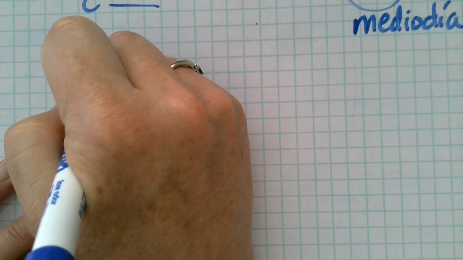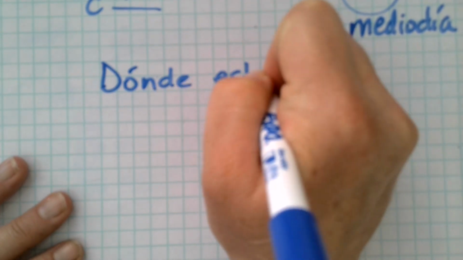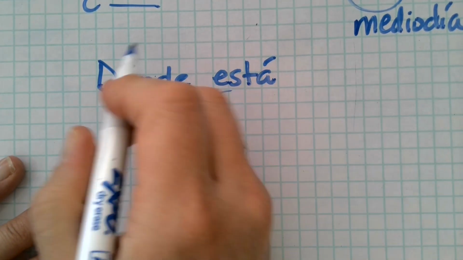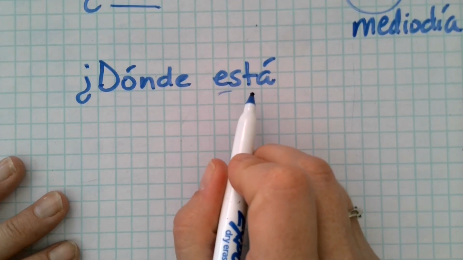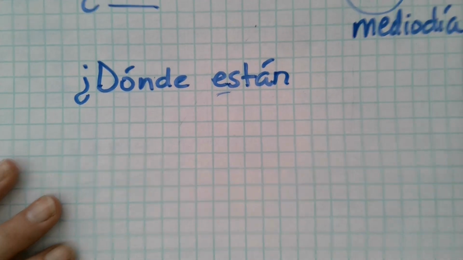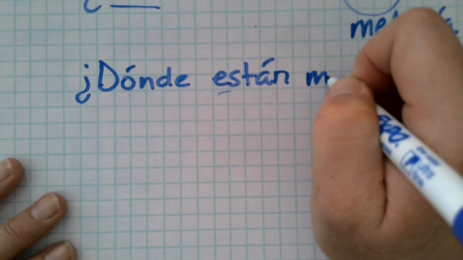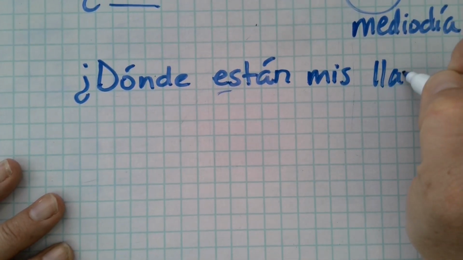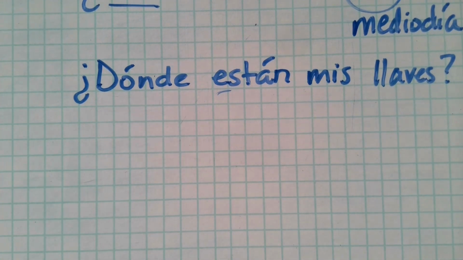So, ¿dónde está? Because está is our location word. This upside down question mark tells us it's going to be a question. ¿Dónde están? I lose these all the time. ¿Dónde están mis llaves? Es una muy buena pregunta, ¿no? I'm sure your parents always know where theirs are.